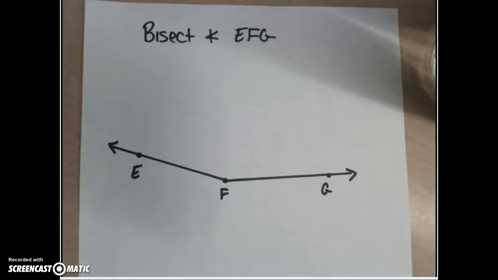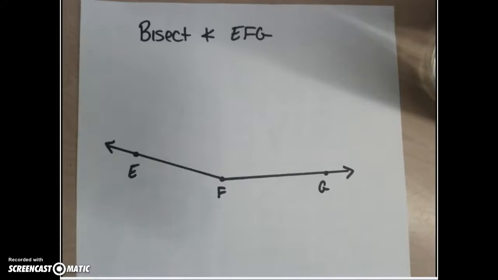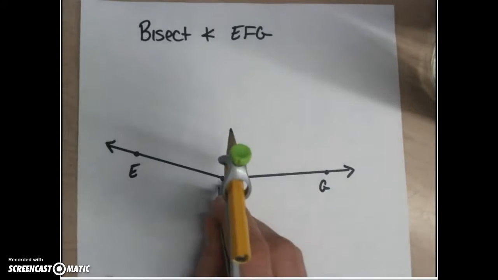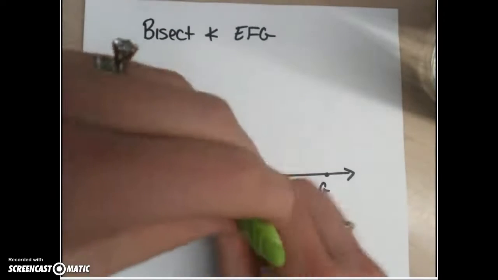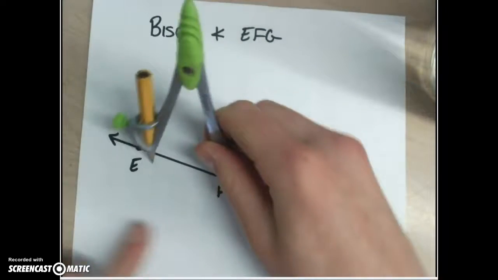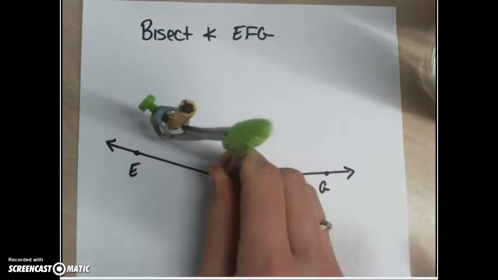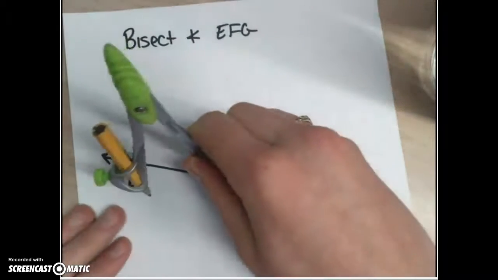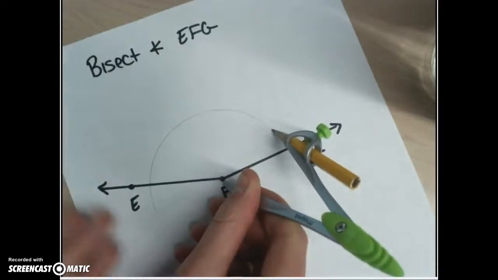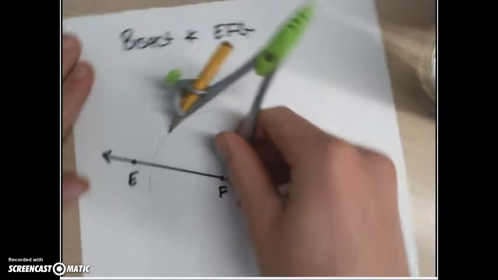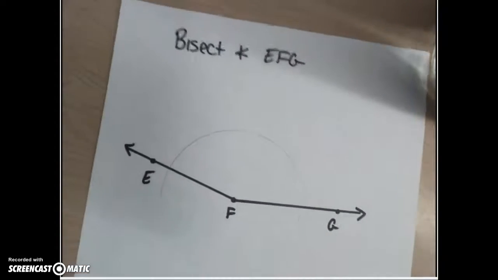Alright, so this is another example. We're now bisecting an obtuse angle, but it's going to go the same way. We're going to put the point of our compass right on that vertex, F, and we're going to swing our compass around, and we're going to make sure it's open enough so that it's hitting both rays. So now I'm going to swing this around, again, only using one hand. You can even turn the paper to help you get a nice fluid motion.